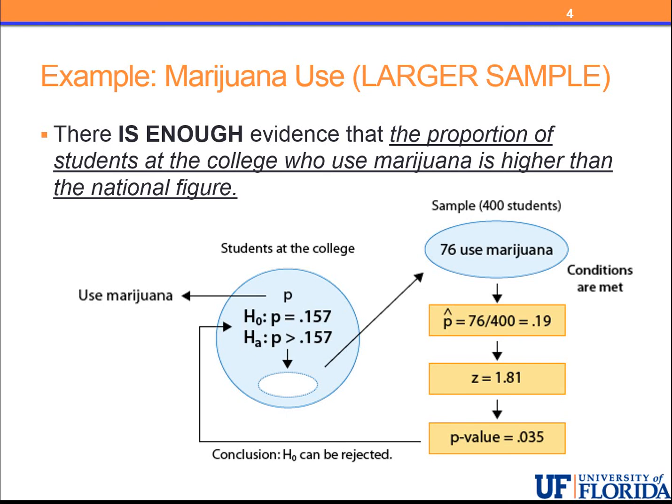However, with the larger sample, we saw that when the sample proportion of 0.19 is obtained from a sample of size 400, it carries much more weight, and in particular provides enough evidence that the proportion of marijuana users in the college is higher than 0.157. In this case, the sample size of 400 was large enough to detect a statistically significant difference.